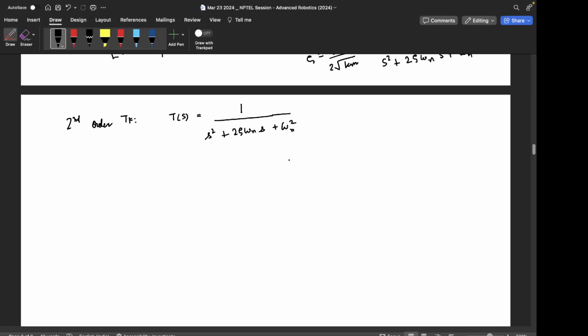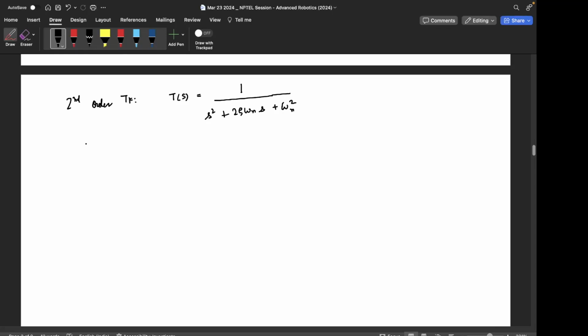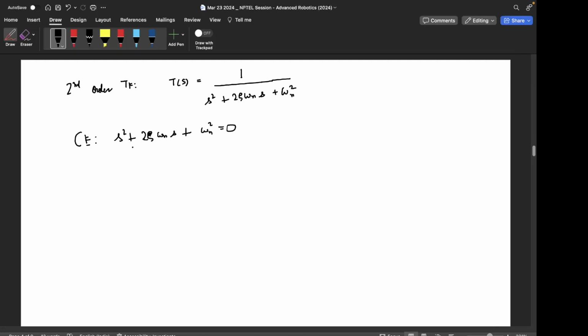All right. So this is the typical transfer function, and the characteristic equation will be s square plus 2 xi omega n s plus omega n square is equal to 0, right? This is a quadratic equation, and the roots of such an equation you have seen in the last class.